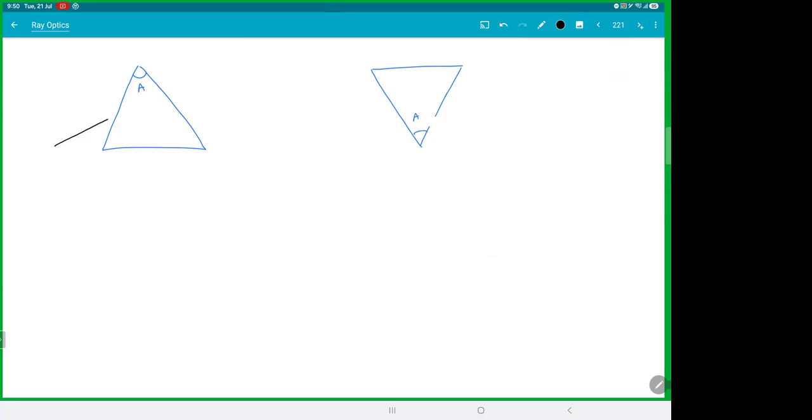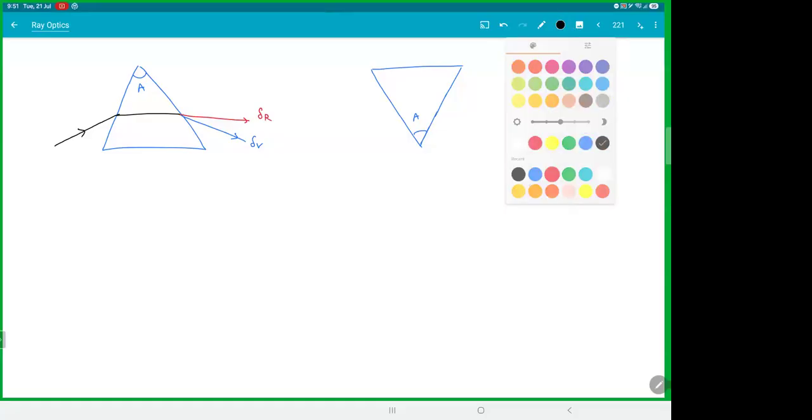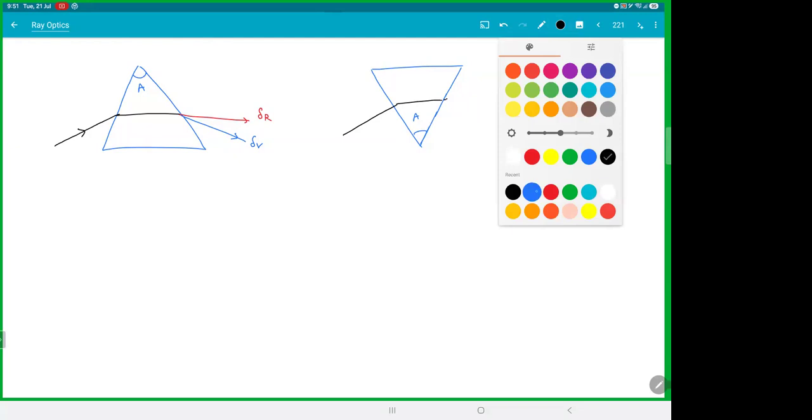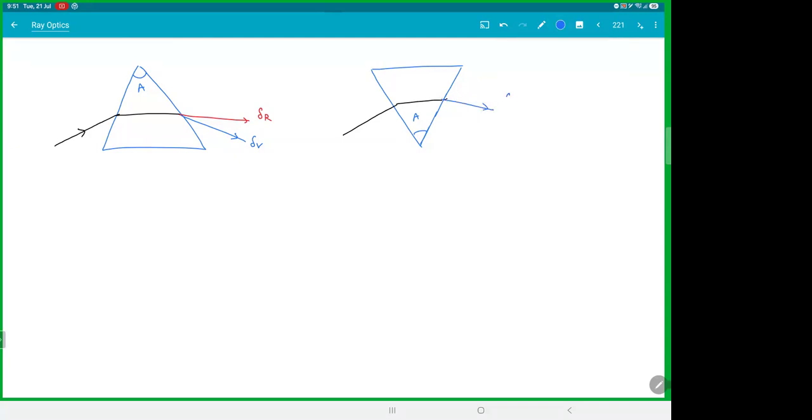So if you send a white light, blue will be this, the red will be this. But if you send it in an inverted one, they would reverse. Violet will be this, the red will be this. So now if you keep both of the prisms together, this is called combination of prisms.